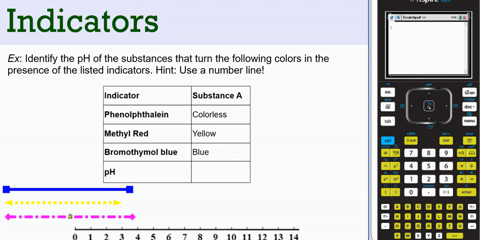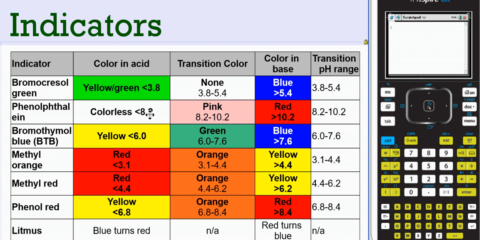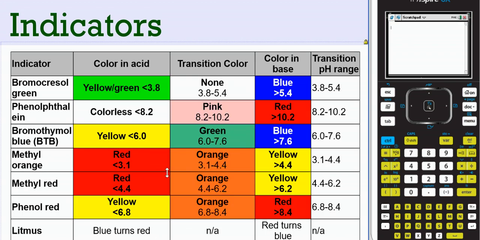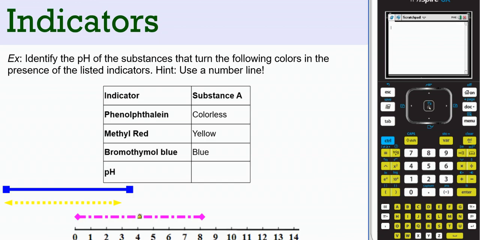So when phenolphthalein is colorless, let's look back. We see that colorless is less than 8.2, and so I'm going to slide this pink one to where it has less than 8.2. So that means the range of 0 to 8.2 is possible if we just know phenolphthalein. But if we know that methyl red is yellow, that's a pH of greater than 6.2. So we'll slide that this way.